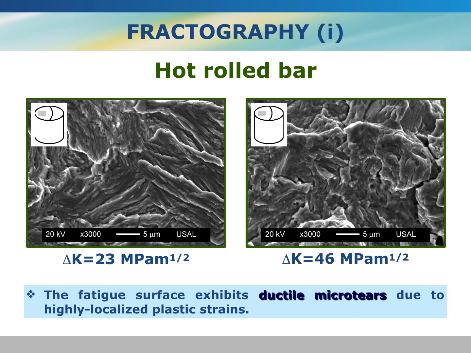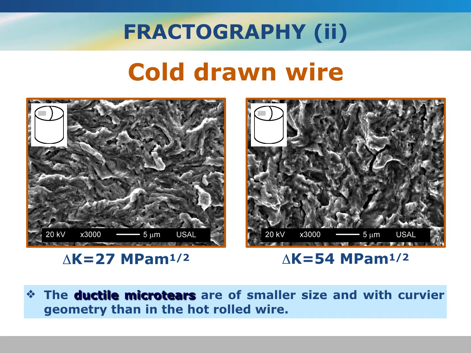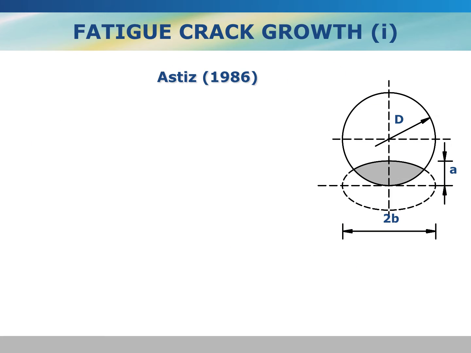The fatigue surface exhibits ductile micro tears due to highly localized plastic strain. This is the hot roll bar, green color. In the cold drawn wire, orange-red color, for delta K 27 and 54 megapascals per square meter root, the ductile micro tears are of a smaller size and with curved geometry than in the hot roll wire.